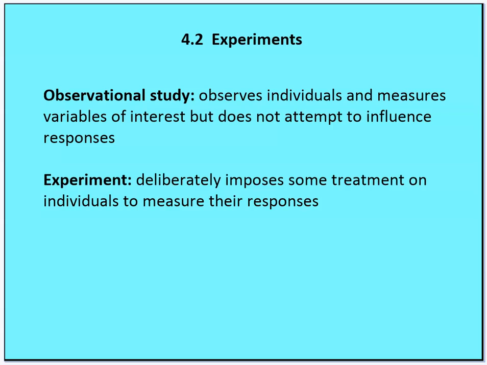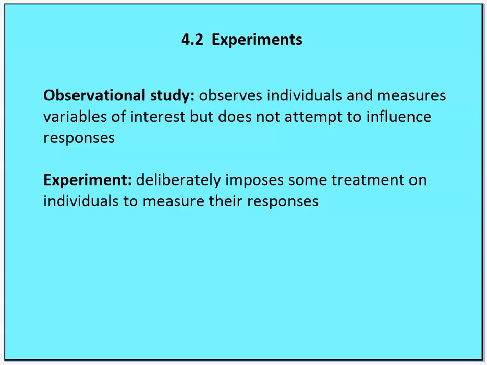All right, so let's talk about observational study and experiments. So an observational study looks at individuals and measures a variable of interest, but does not attempt to influence the responses, meaning instead of going in and changing some variable, the observational study just observes what happens in a given situation. An experiment, however, deliberately imposes some treatment or changes a variable on an individual to measure their responses.